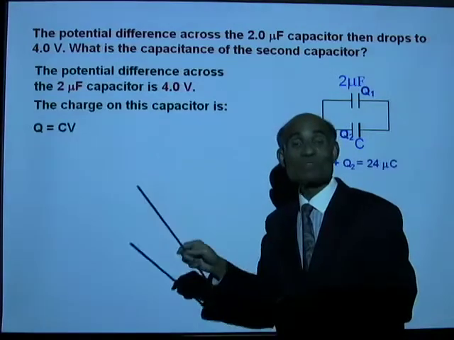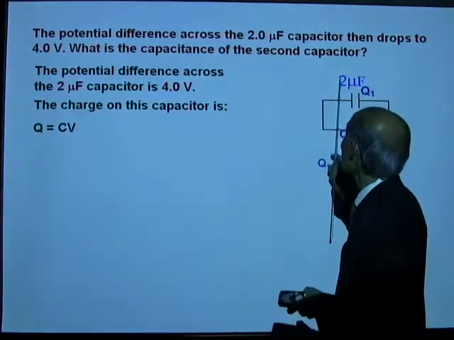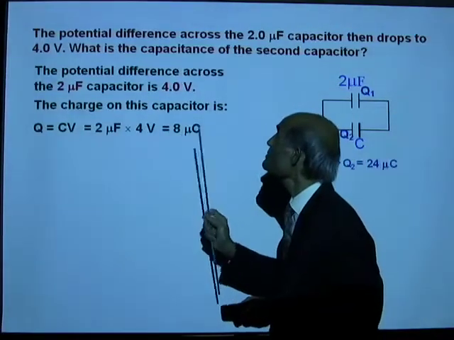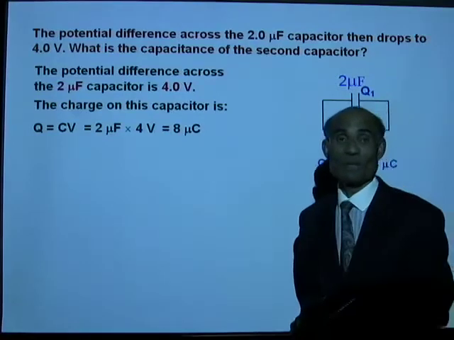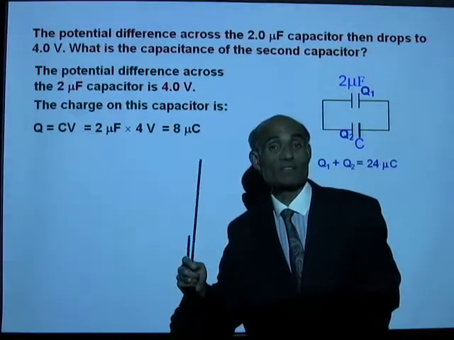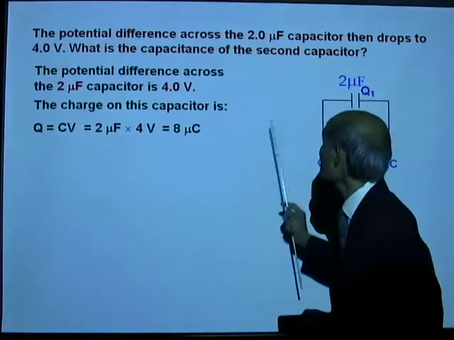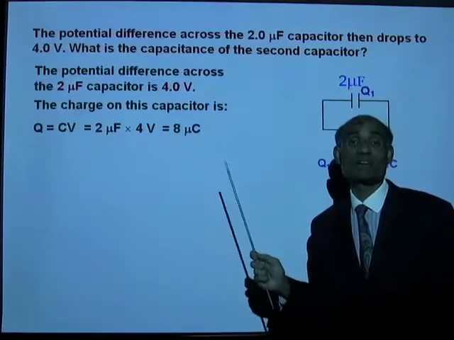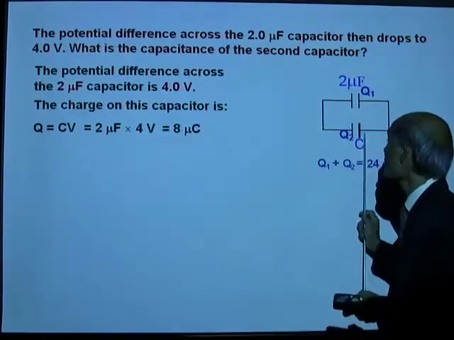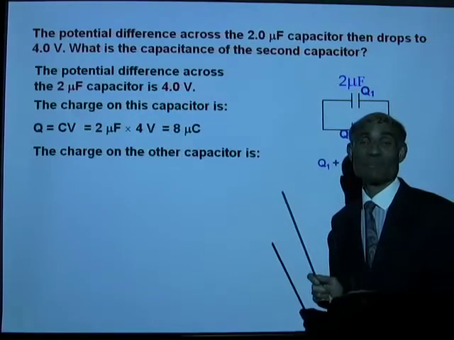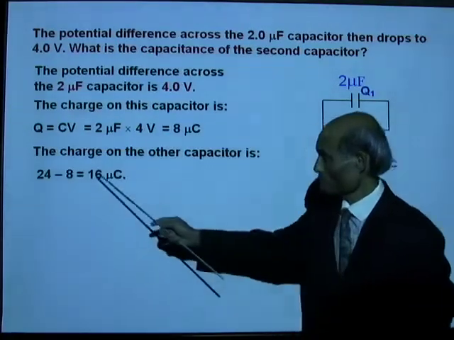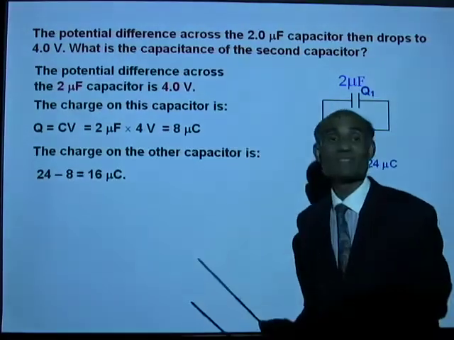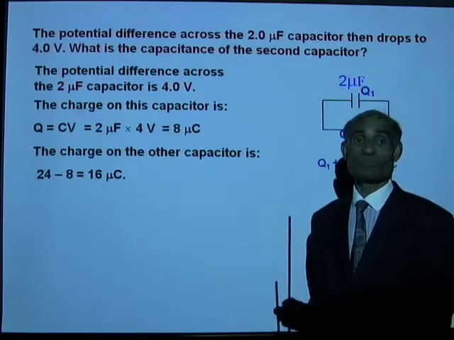Yes, Q1 equals C times V, where C is 2 microfarad, V is 4 volt, and that will be 8 microcoulomb. Now, what was the total initial charge? 24 microcoulomb. So, out of that, only 8 remains in the initial 2 microfarad capacitor. What is the amount of charge, therefore, in the second capacitor? The amount of charge on the second capacitor is 24 minus 8, that is 16 microcoulomb.